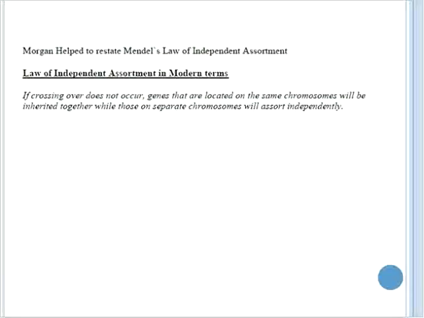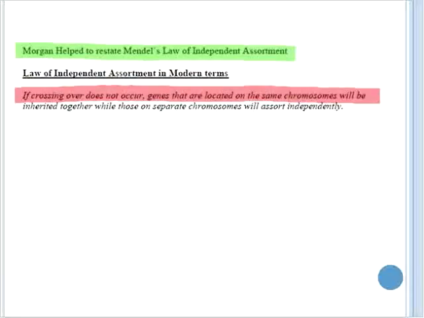So Morgan helped restate Mendel's law of independent assortment. And we can restate Mendel's law as follows. If crossing over does not occur, genes that are located on the same chromosome will be inherited together, while those on separate chromosomes will assort independently.